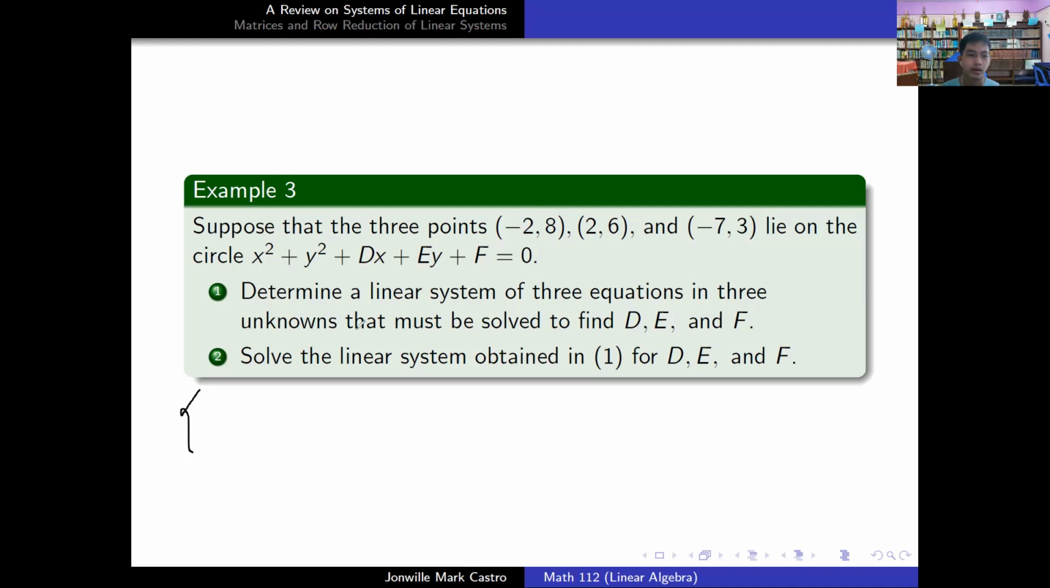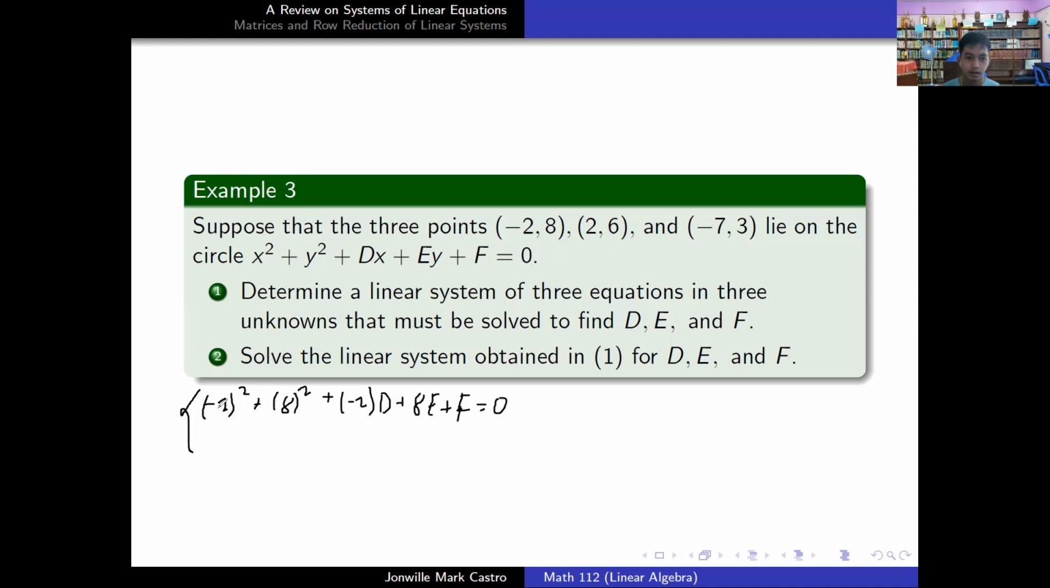So, ito si x, ito si y. So, we have negative 2 squared plus 8 squared plus negative 2d plus 8e plus f equals 0. So, sinubstitute natin yung x and y na components dun sa equation natin.